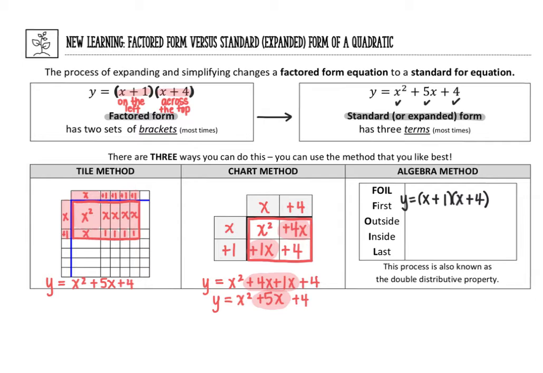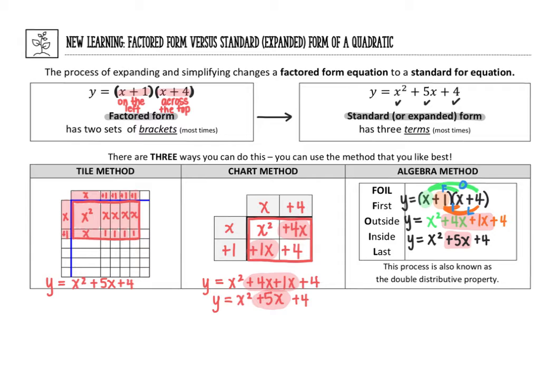So everything in the first set of brackets will need to multiply with everything in the second set of brackets. Let's start by distributing the x. X times x will give us x squared. X times 4 will give us plus 4x. Now we'll multiply the 1 by everything in the second set of brackets. So 1 times x will give us 1x, and 1 times 4 will give us 4. Once again, we'll look to simplify by collecting like terms. The 4x and the 1x can be combined to be 5x. So our equation in standard or expanded form will be y equals x squared plus 5x plus 4.